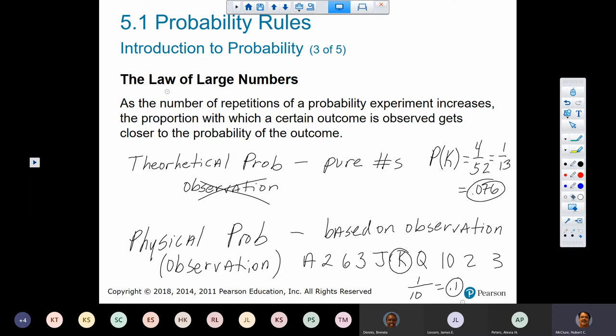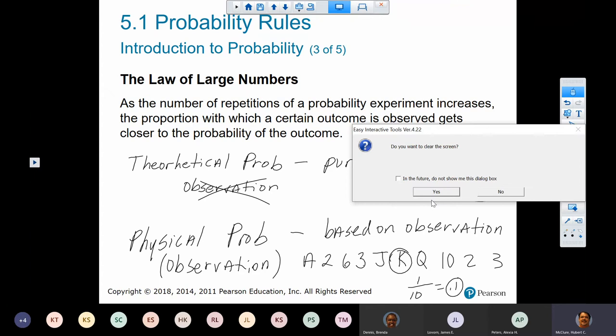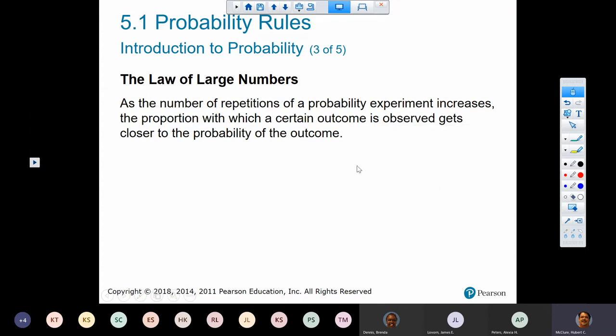So the law of large numbers is basically cover your backside. If you do a research project, don't be lazy. That's what they're telling you. All right. We're moving on. Ms. Dennis, you're not helping things.